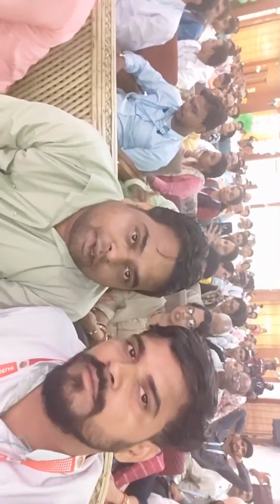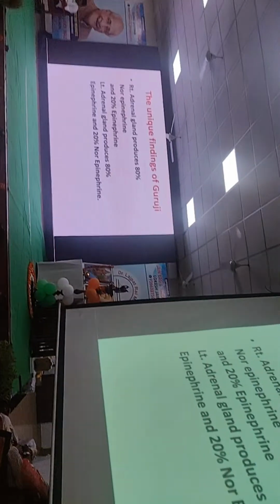Stimulation methods. In LMT, the adrenal cortex is stimulated by area treatment, and the adrenal medulla is stimulated by sweat treatment. The unique findings are the following. Right adrenal produces 80% norepinephrine and 20% epinephrine. Like that, left adrenal gland produces 80% epinephrine and 20% norepinephrine.